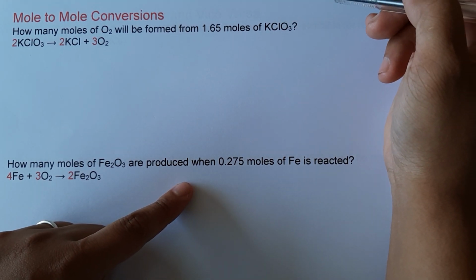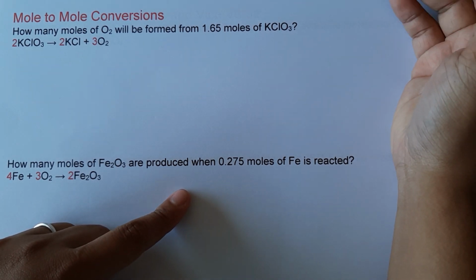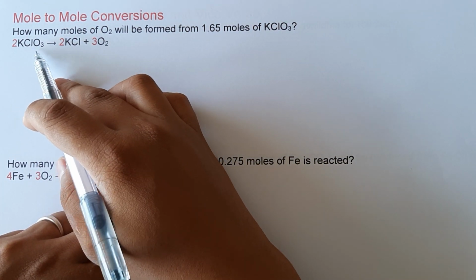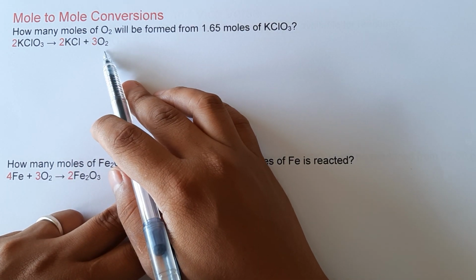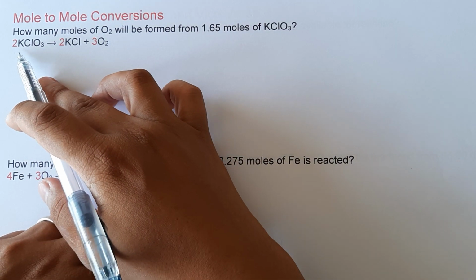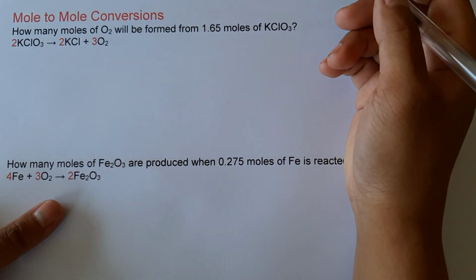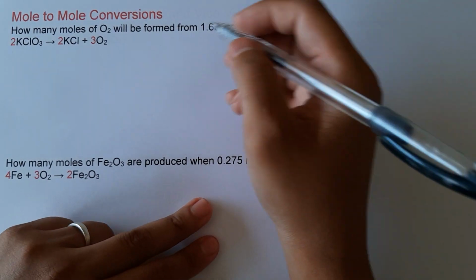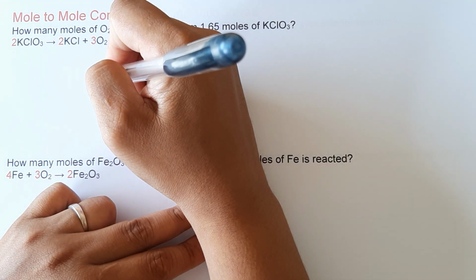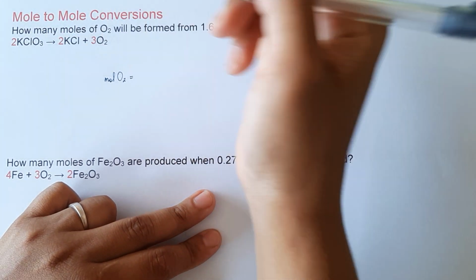And we need to find the possible mole ratio that we can use. So, it could be 2 moles of potassium chlorate over 3 moles of oxygen gas, or it could be 3 moles of oxygen gas over 2 moles of potassium chlorate. So, it depends on what is being asked. Technically, what are we looking for here? We are asked to find the number of moles of oxygen. This is what is asked of us.